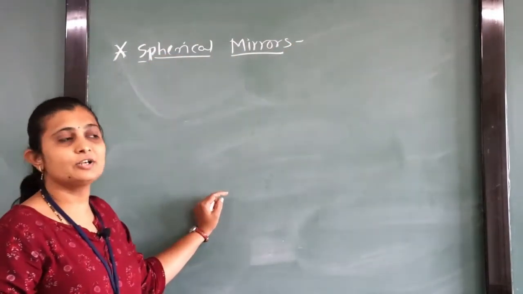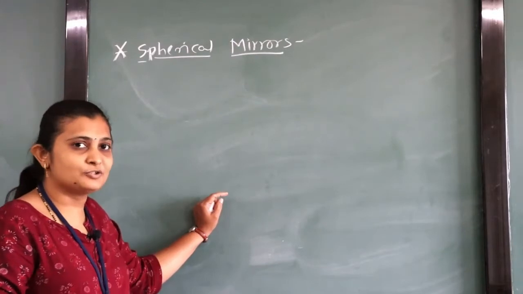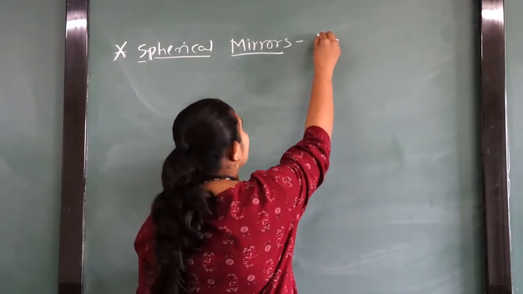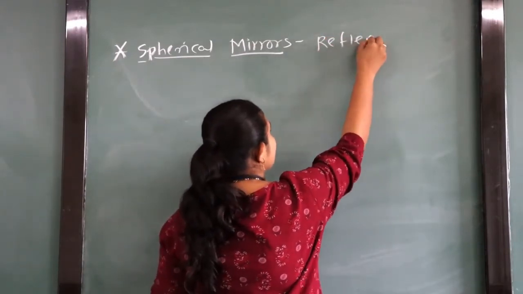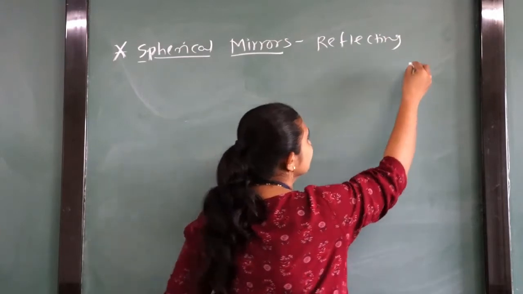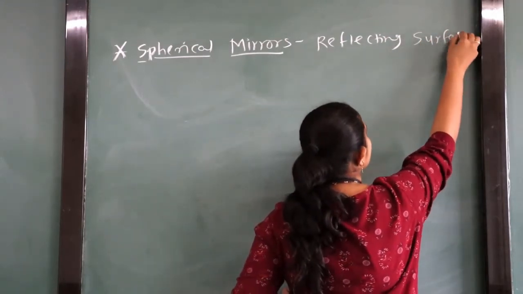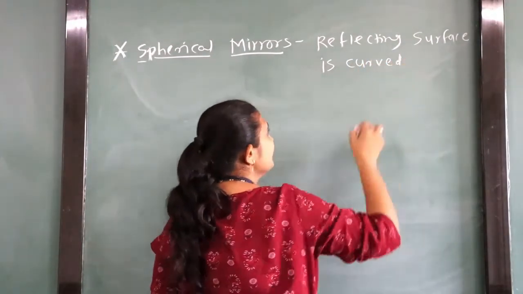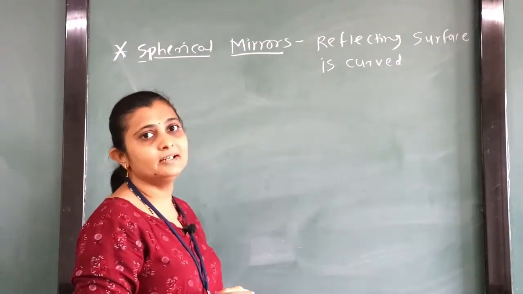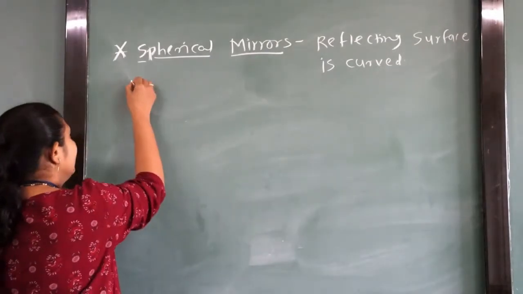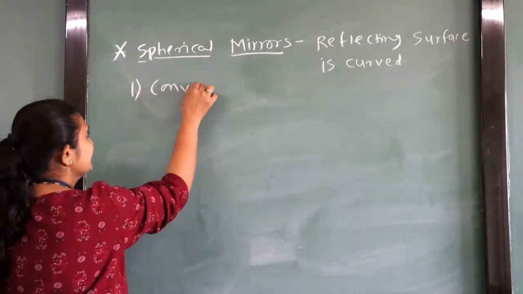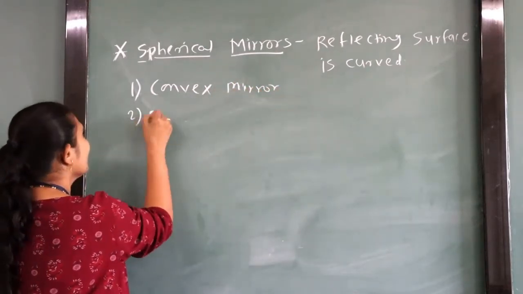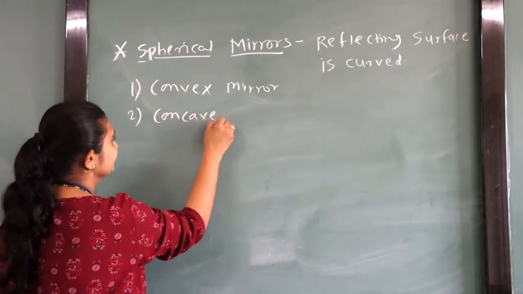Spherical mirrors. Now what are spherical mirrors? Mirrors whose reflecting surface is curved are called spherical mirrors. Two types of spherical mirror are there. One is the convex mirror, the other is the concave mirror.